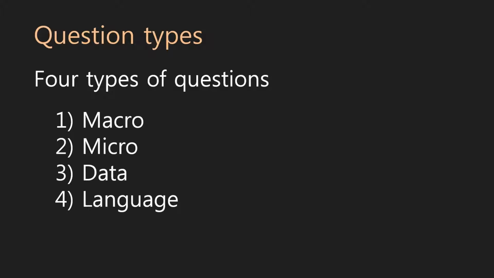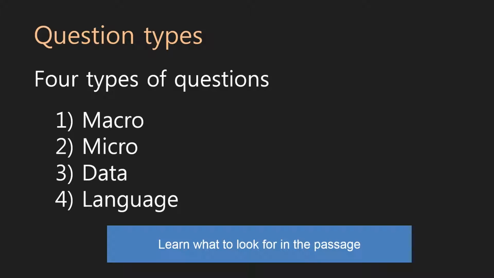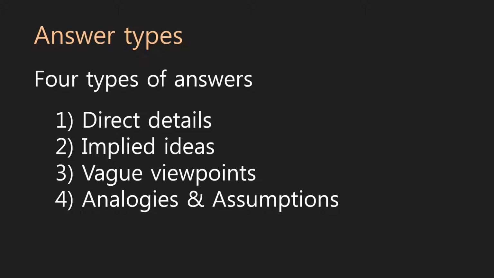Once you know what each of these types of questions are, you can learn what to look for in the passage. You know what you're looking for. You're not just reading blindly. Finally, we're going to look at the four different types of answers: direct details, implied ideas, vague viewpoints, and analogies and assumptions. Each of these really changes the way you need to think about the answer choices.